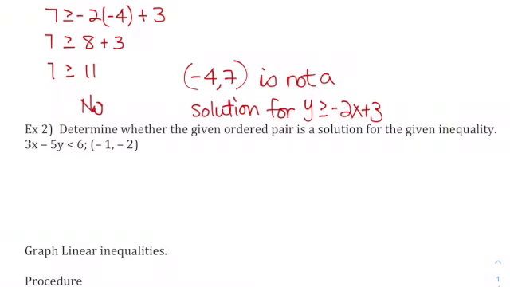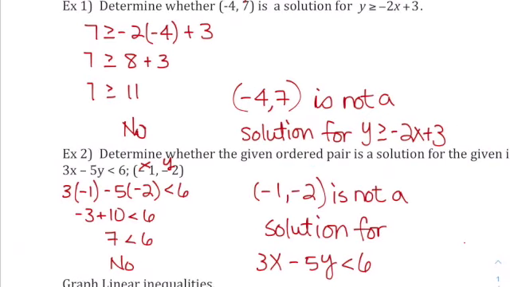Example number 2. Determine whether the given ordered pair is a solution for the given inequality. 3x minus 5y less than 6. You still have to use your -1 and -2. -1 is your x. -2 is your y. My number 2 is also an answer, no. You got 7 less than 6, and 7 is definitely not less than 6.